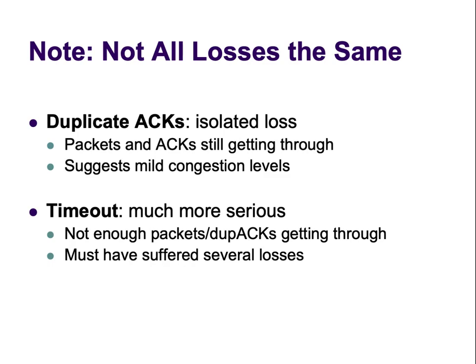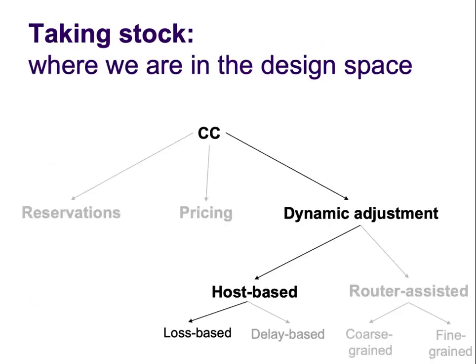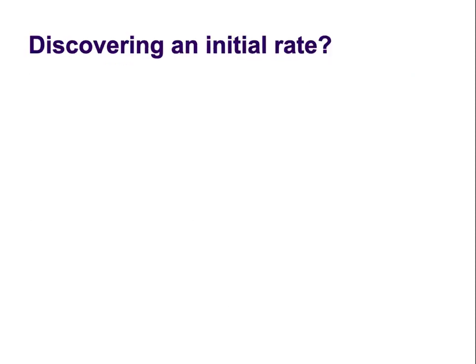We distinguish between a little bit of loss versus fairly severe loss, and TCP will react differently in those two cases. So we'll cover this when we cover TCP. Taking stock again of where we are in our design space, we've expanded the host-based, and we're going to focus on loss-based, host-based, dynamic adjustment congestion control. Right, so with that, where were we?